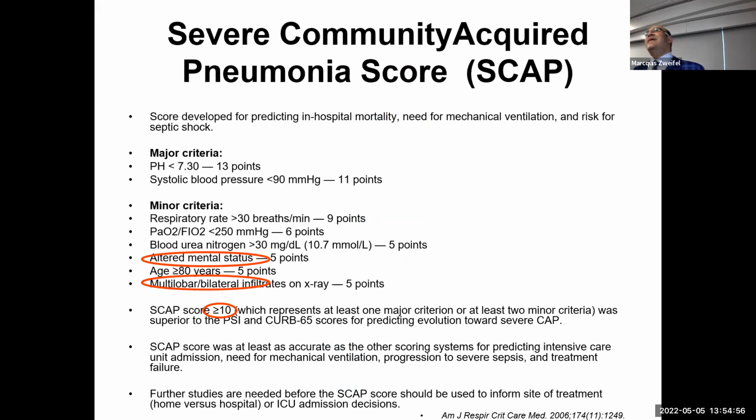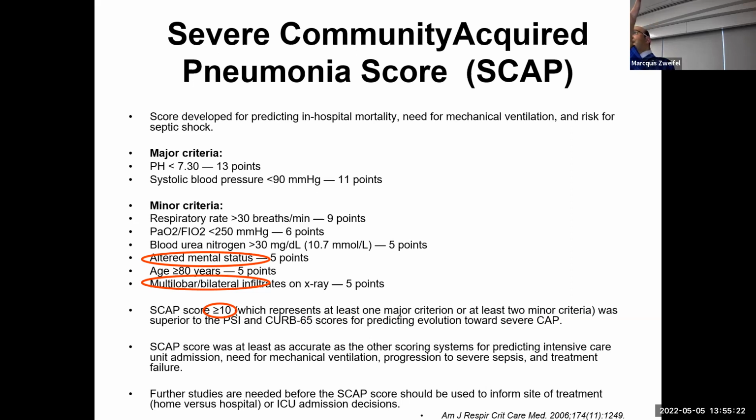There is another severity index, SCAP, so severe community-acquired pneumonia. So they are using major and minor criteria that are very close to the pneumonia severity index. They modified the CURB-65 a little bit. I don't want to bother you more, but if you have 10 points, your patient is very sick. And this is something to use to admit to ICU or to the floor because we have controversy. But I would prefer to use the pneumonia severity index rather than that.